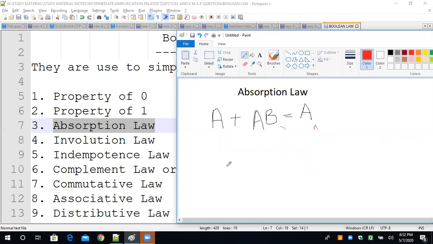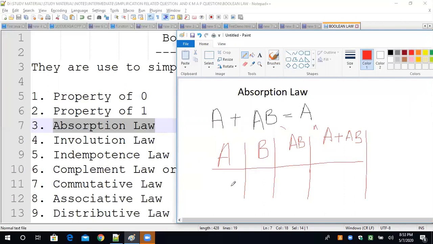Suppose A is there, B is there, and one more combination is AB. I'm just making the truth table. And after that, I have to take one more combination, A plus AB. By the truth table, I'm proving.